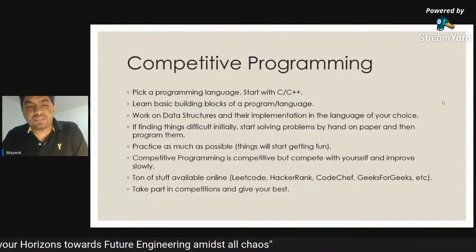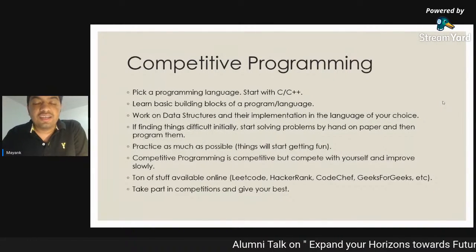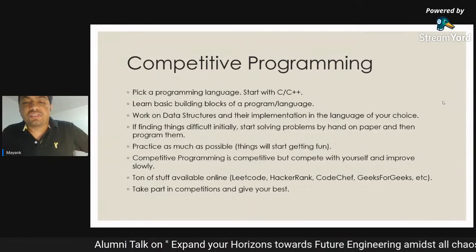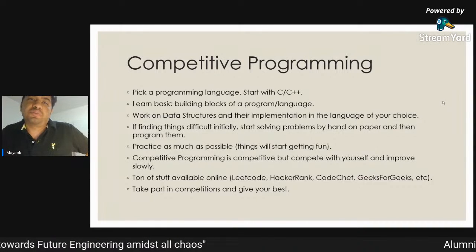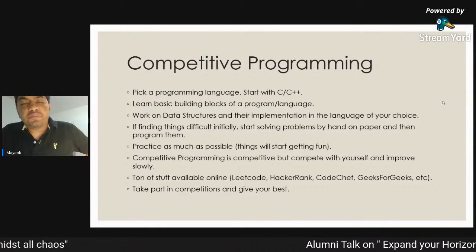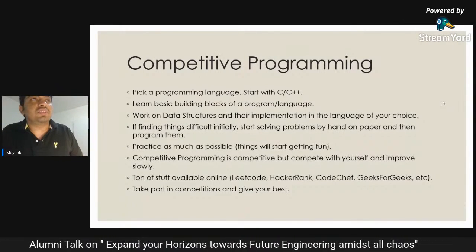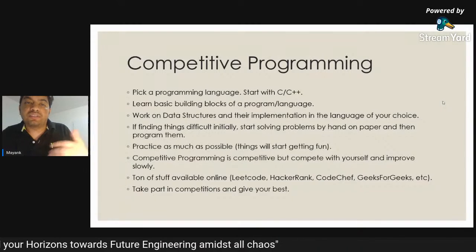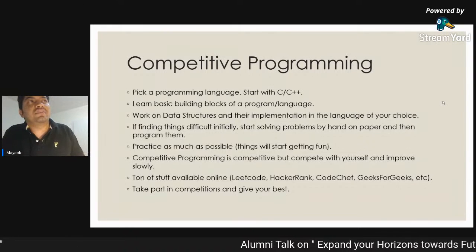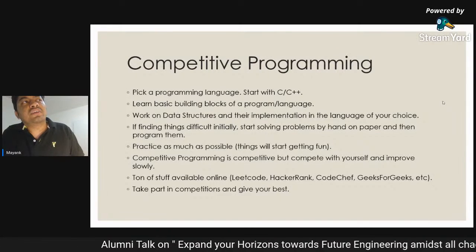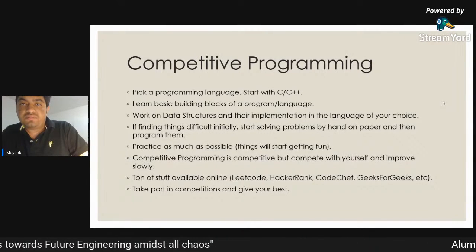Take part in competitions. So the next point is, competitive programming is competitive, but compete with yourself and improve slowly. This is also important because what happens is you go to HackerRank, you go to Codechef, or let's just say you go to a particular programming competition. There you'll find people with many different backgrounds. If you are just starting, you'll find people who are doing it from 2, 3 years. You'll find people who are doing it for long and who have practiced it a lot. And you'll look at them and they'll be just solving programs just like that, and you'll find it difficult that okay, this is something he is able to solve very easily. I am not as good as him. So what to do now?